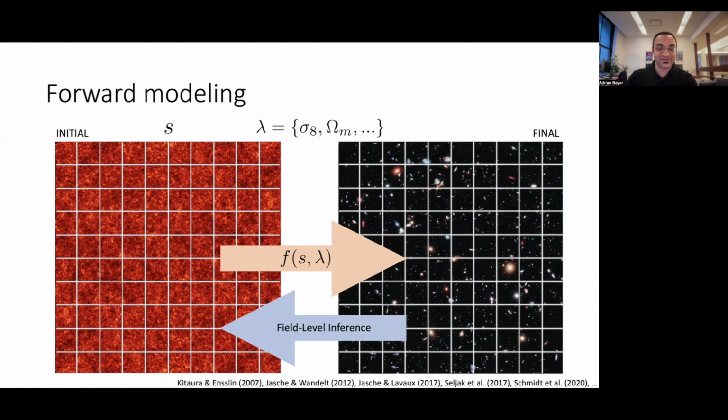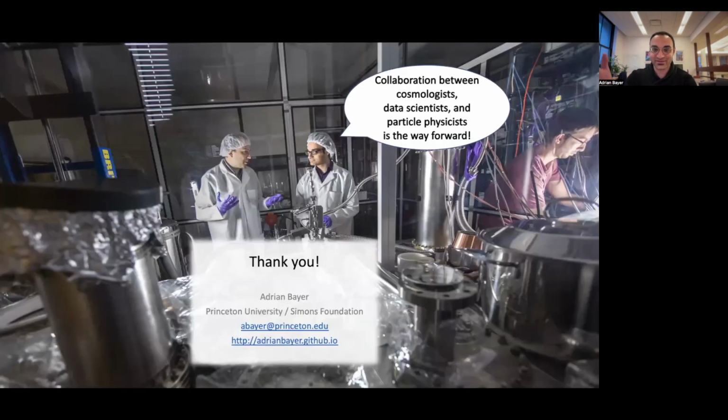And so unfortunately, I don't have time to go into these last parts of my talk, but I'd be very happy to talk about them more in the discussion. But for now, I'll just say that collaboration between cosmologists, data scientists, and particle physicists is really the way forward for us to measure the neutrino mass as best we can.